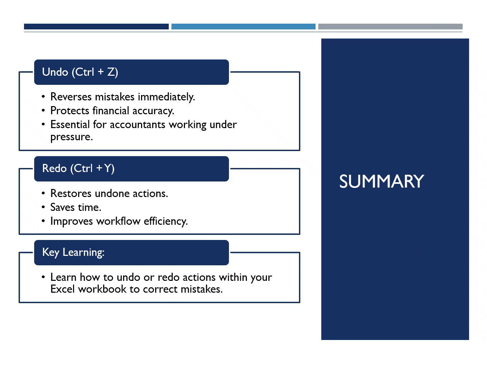Let's summarize. Undo, Ctrl+Z. It reverses mistakes immediately. It protects financial accuracy and it is essential when working under pressure. Redo is Ctrl+Y. It restores undone actions, saves time, and improves workflow efficiency. These two shortcuts may seem small, but they make a big difference in accounting work. Master the basics, because strong fundamentals prevent costly errors.